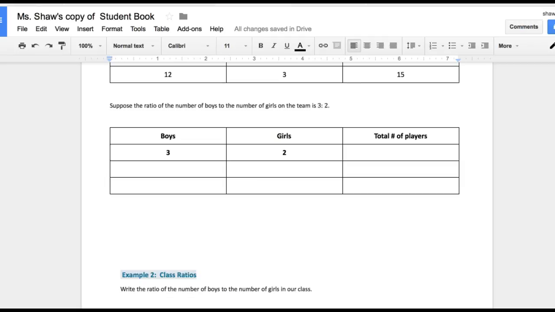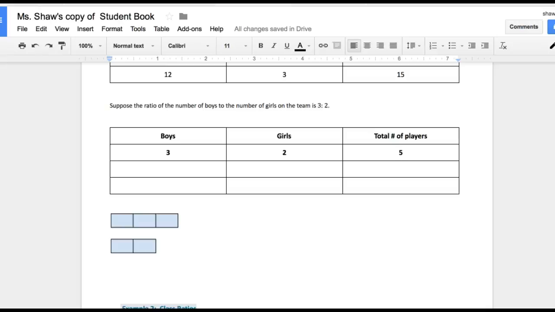So let's look at how we can add boys and girls on our team. First of all, the number of team players is still, in this case, 5. We've just separated, the relationship between boys and girls has changed. So let me show you what's called a tape diagram, another way of showing how we can add more boys and girls to our teams.